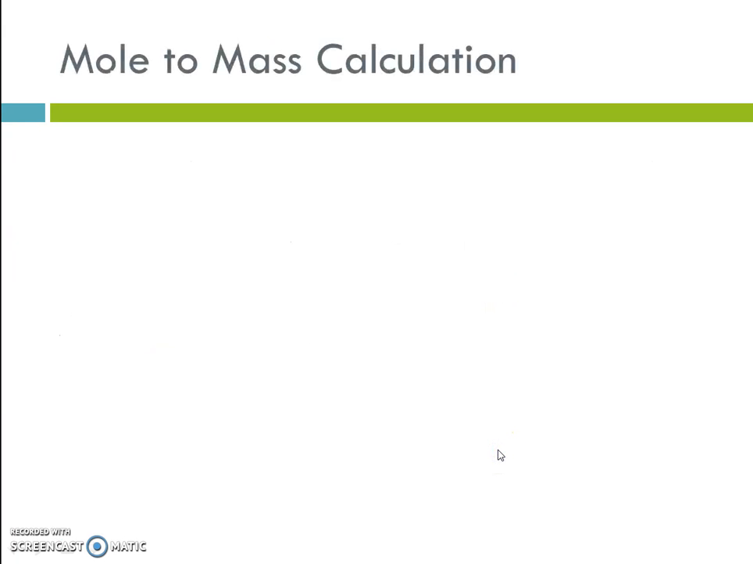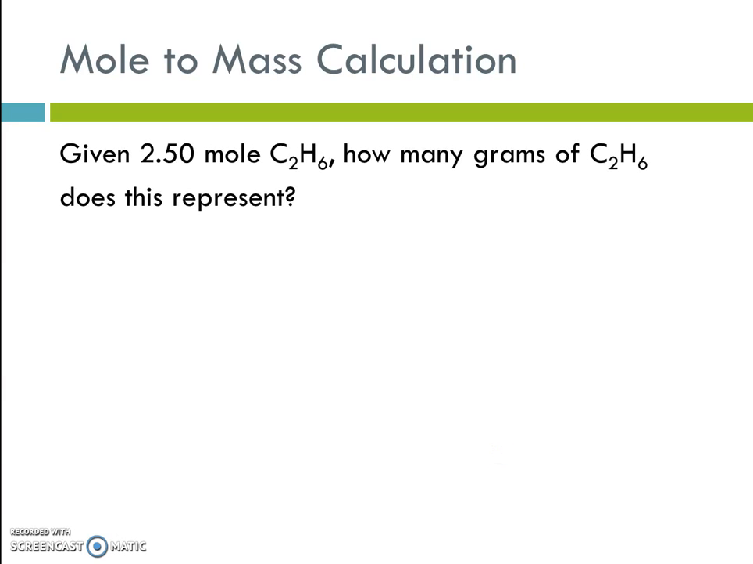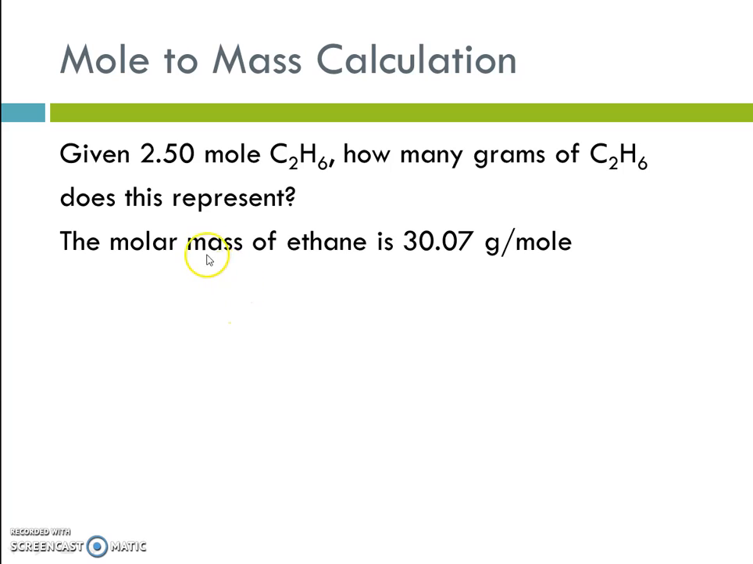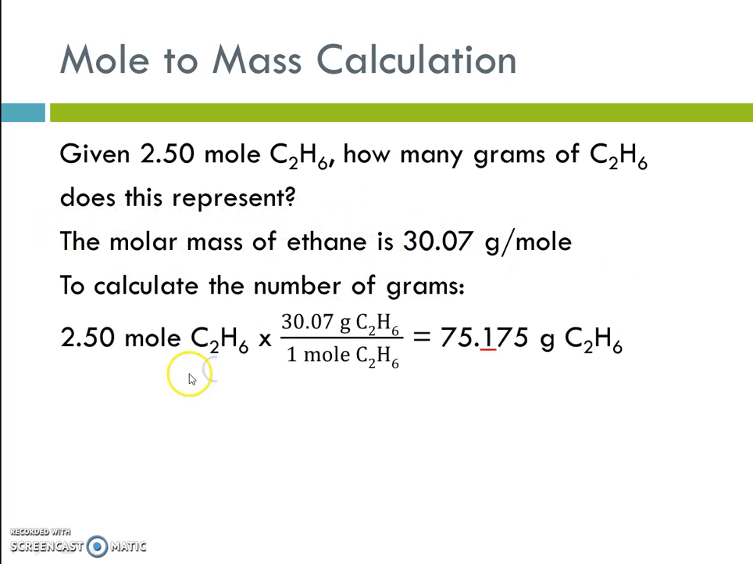The next calculation is going in the opposite direction, going from moles to mass. So given 2.50 moles of ethane, how many grams of ethane would this represent? The molar mass, as we stated, is 30.07 grams per mole. To calculate the number of grams, we're going to always start with our given. We're going to multiply by our conversion fact, and right here our molar mass is our conversion fact. So 2.50 moles of ethane times our fact, 30.07 grams for every 1 mole of ethane.